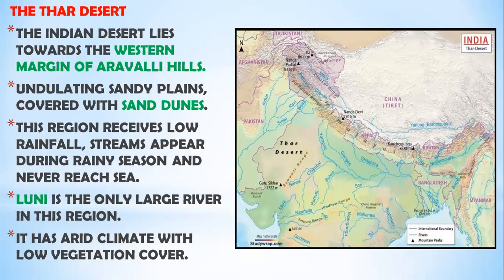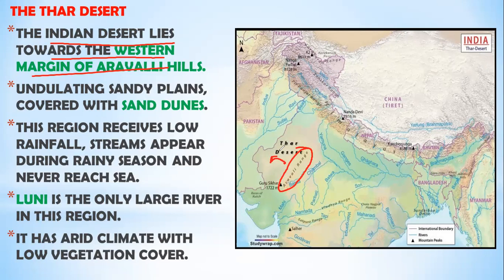Let's start with the Indian desert, which is known as the Thar Desert. So Indian desert lies towards the western margin of Aravalli Hills. If you'll have a look at the map, here lies the Aravalli range and to the west of it lies Thar Desert.